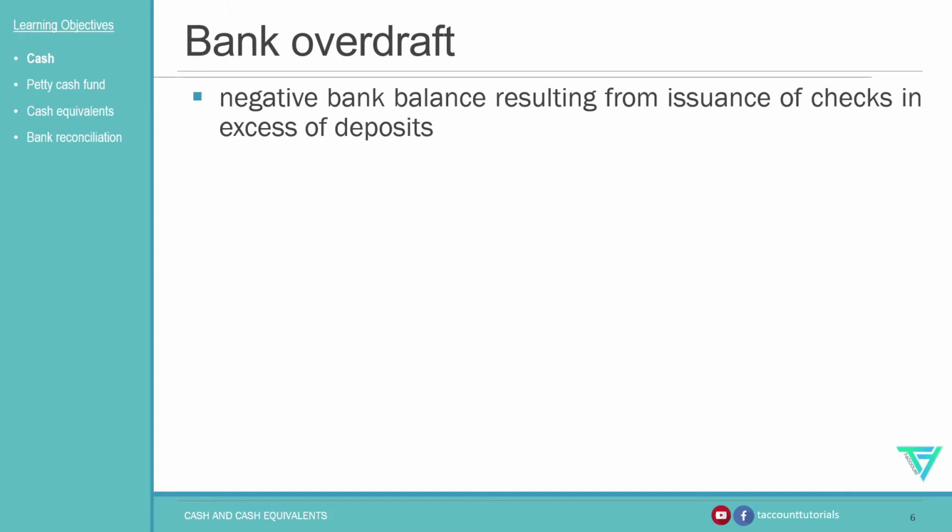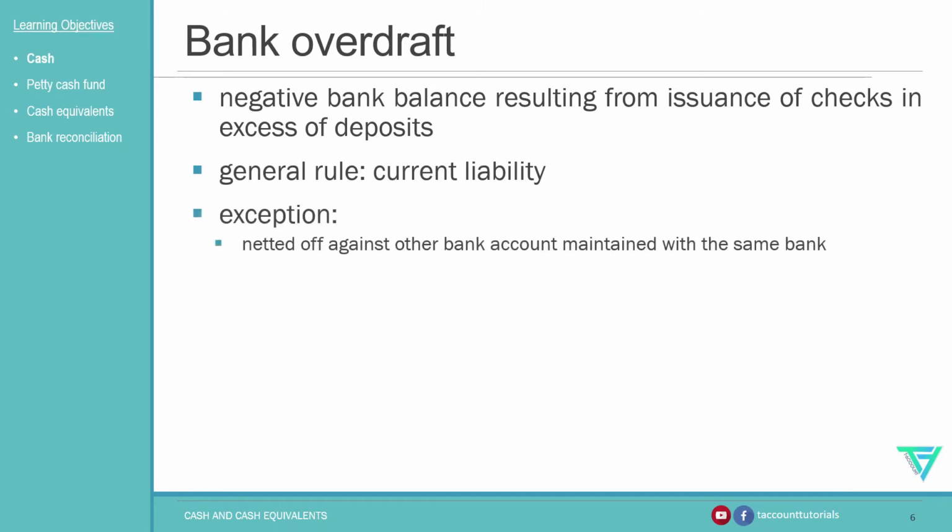So as a general rule, it is classified as current liability. However, there are exceptions to this rule. The first exception is that it may be netted off against other bank accounts maintained with the same bank. For example, the entity has two bank accounts maintained in Bank A: account number 1 and account number 2. The first account has a negative balance. The second account has a positive balance.